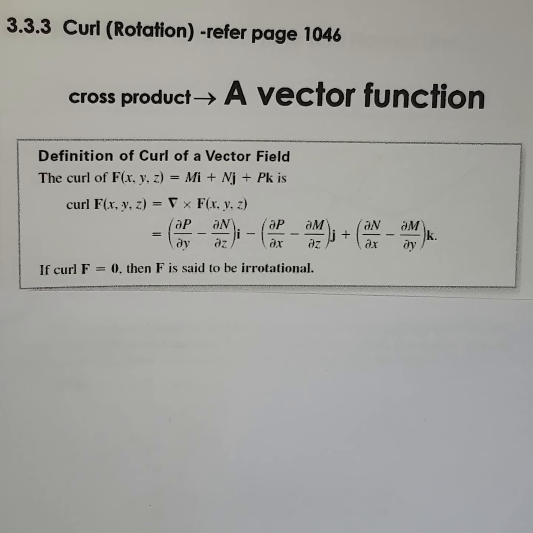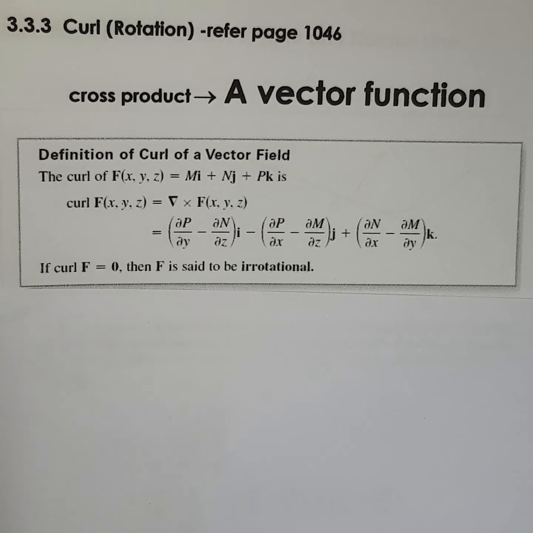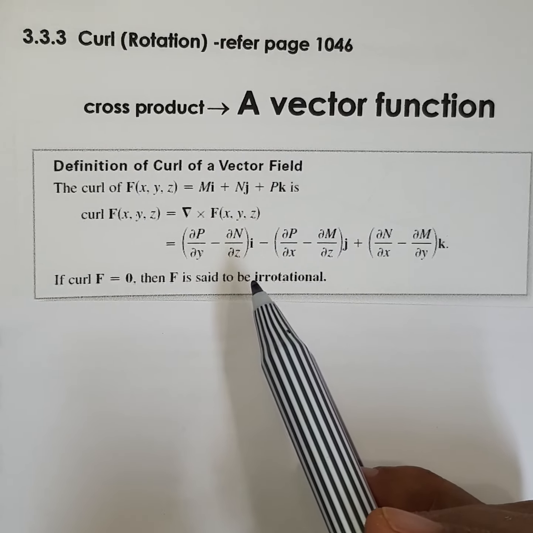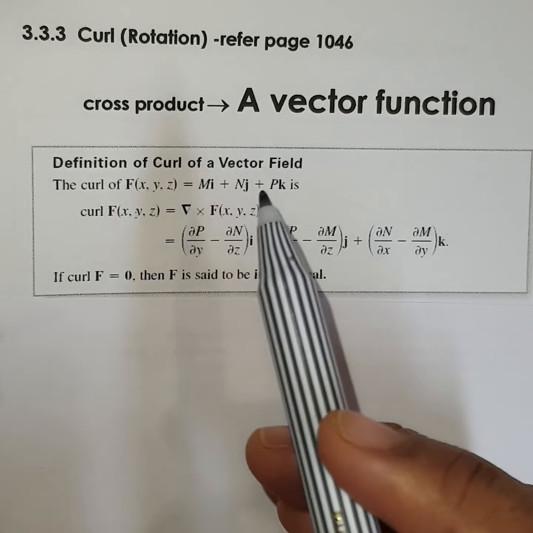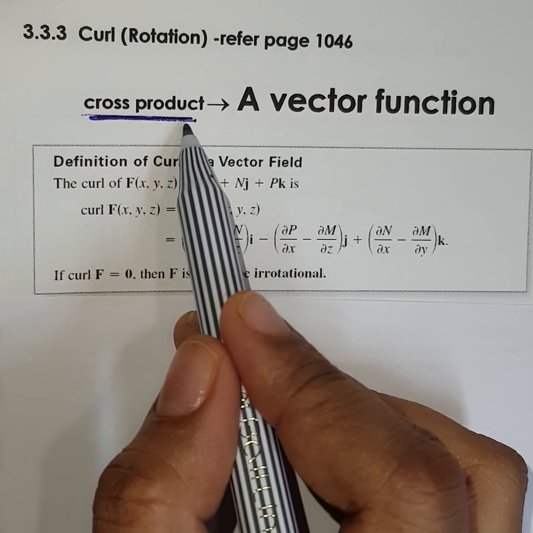Okay, so now we are on the topic of curl rotation. If you want to look at the textbook, it's on page 1046 here. Okay, so ini adalah idea dia. Curl is actually a cross product. A cross product pun mestilah antara dua vektor.